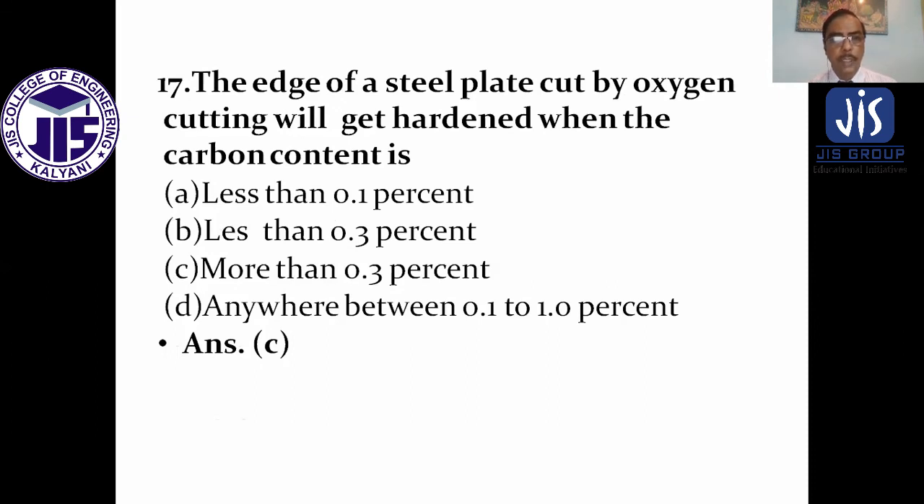17. The edge of a steel plate cut by oxygen cutting will get hardened when the carbon content is: A, less than 0.1%, B, less than 0.3%, C, more than 0.3%, D, anywhere between 0.1 to 1%. So the answer is more than 0.3 percent. The answer is C.